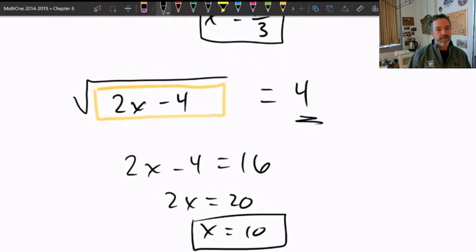And I can come back in and plug that in: 2 times 10 is 20, 20 minus 4 is 16, and the square root of 16 is 4. So this is exactly the value that makes this equation true. So this idea is the idea we're calling looking inside. It's a technique for solving equations. Maybe it's useful for you. Maybe you can find other ways around it.